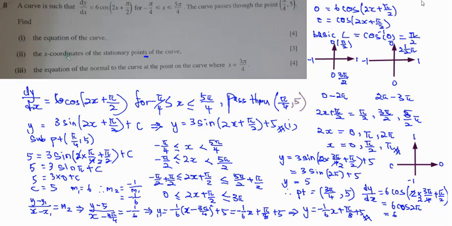Now, next we have to find the x-coordinate of the stationary points of the curve. So what we're going to do is, we're going to use trigonometry as we did earlier. First, we have to convert this domain, okay, into similar to this here. So what we do is take the given domain, multiply by 2. So we get 2x. So this is pi over 4 times 2, you get pi over 2.